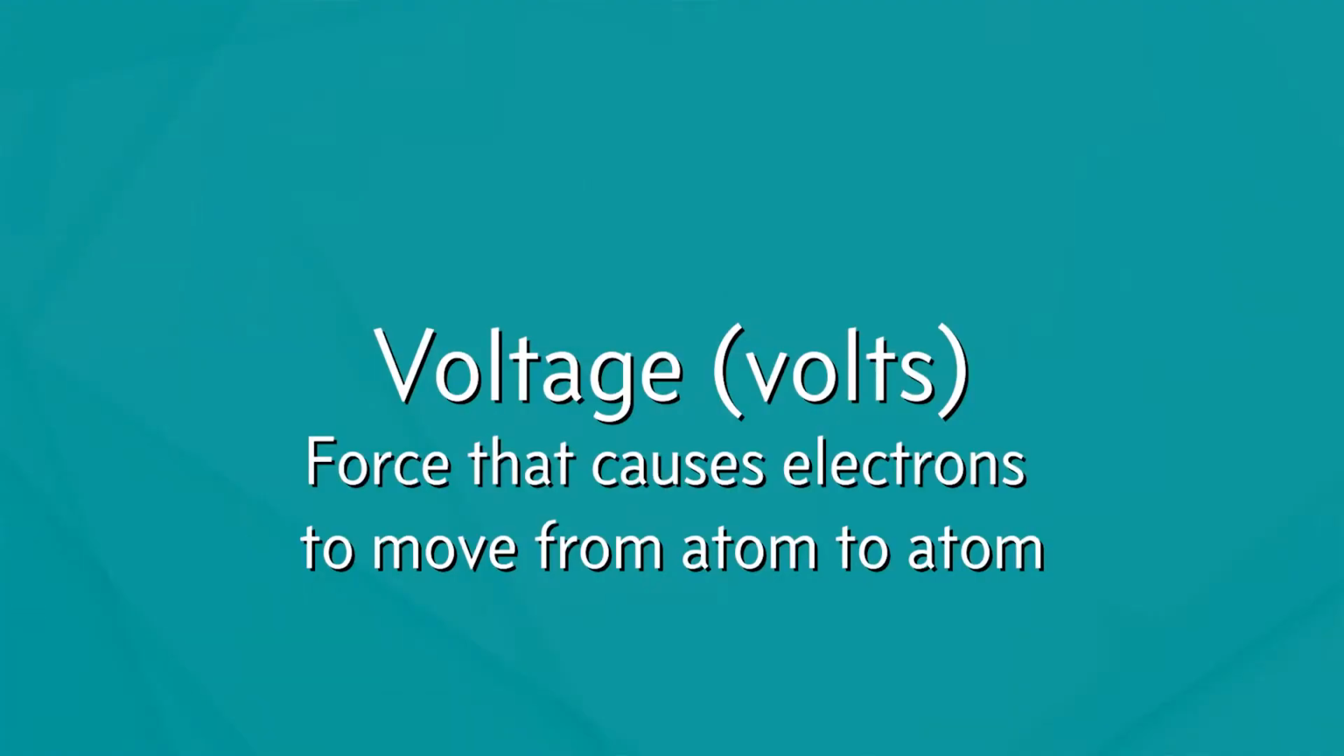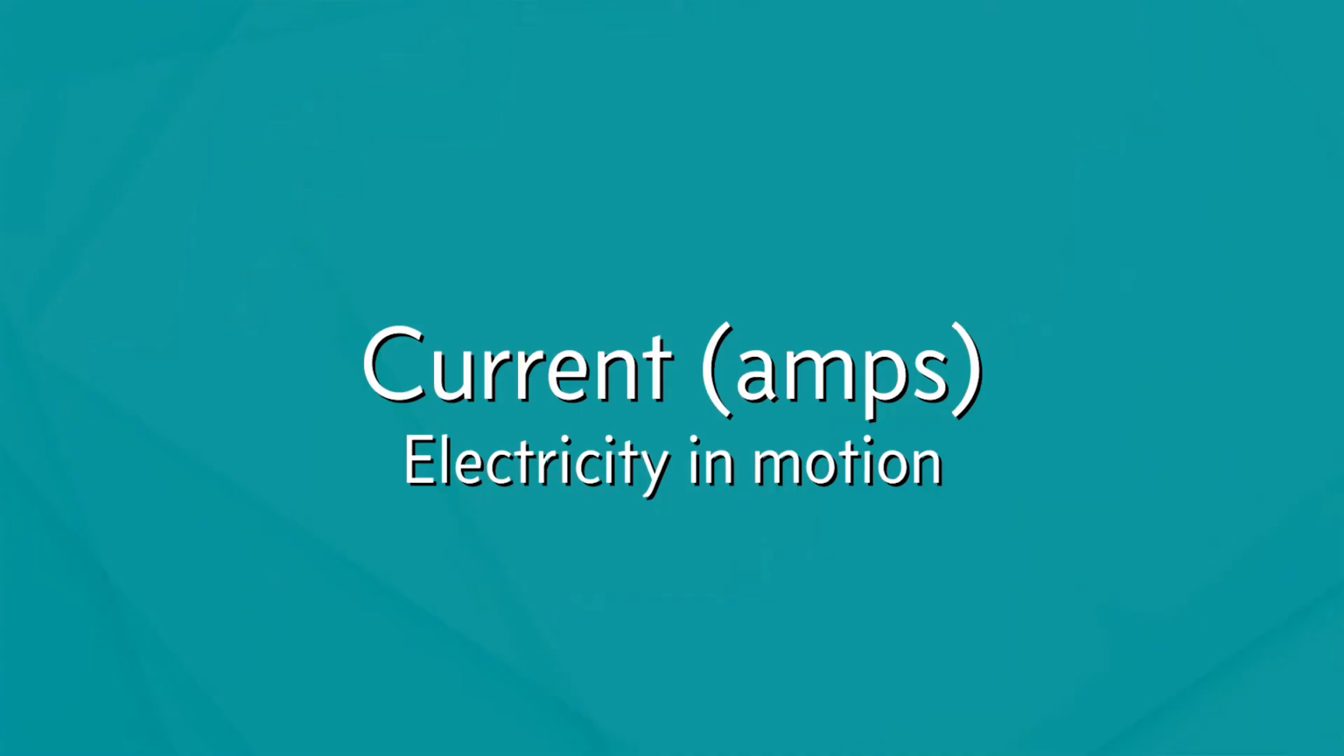Voltage is the force that causes the free electrons to move from one atom to another. It is measured in volts. It would be like the pressure you get when you turn on a faucet that would push water through a hose. Current is electricity in motion. It measures the amount of electrons that can flow through a conductor. It is measured in amperes, or amps. Amps would be like the amount of water flowing through a hose in a certain amount of time.